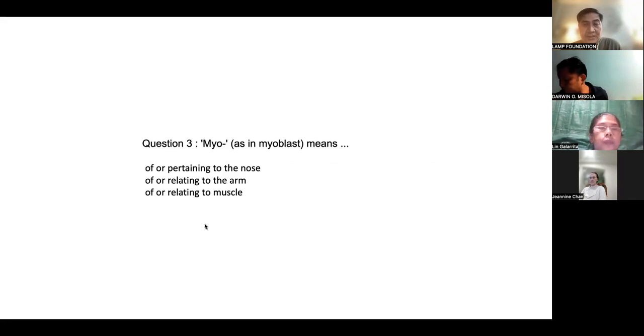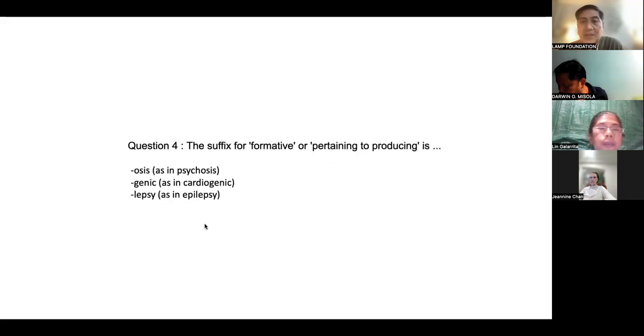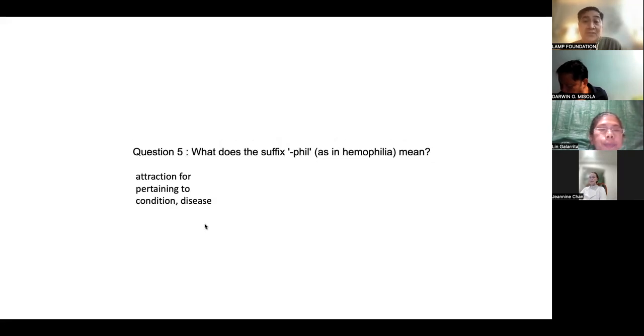Myo as in myoblast means? Of or relating to the muscle. The suffix for formative or pertaining to producing is? Genic as in cardiogenic. What does the suffix "phil" as in hemophilia mean? A condition or a disease.